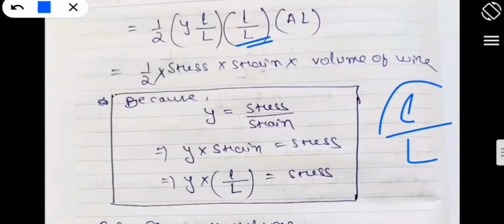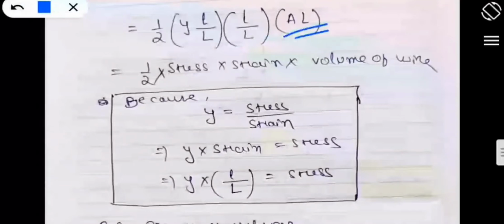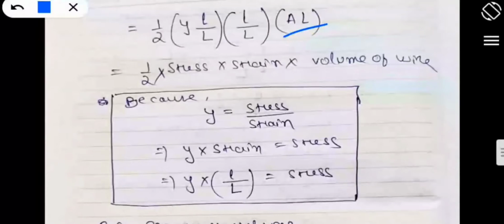Change in length upon original length. This is what? Strain. Right? Now what is A into L? Area into length. That is the volume of the wire. So what is the formula for energy or work done?